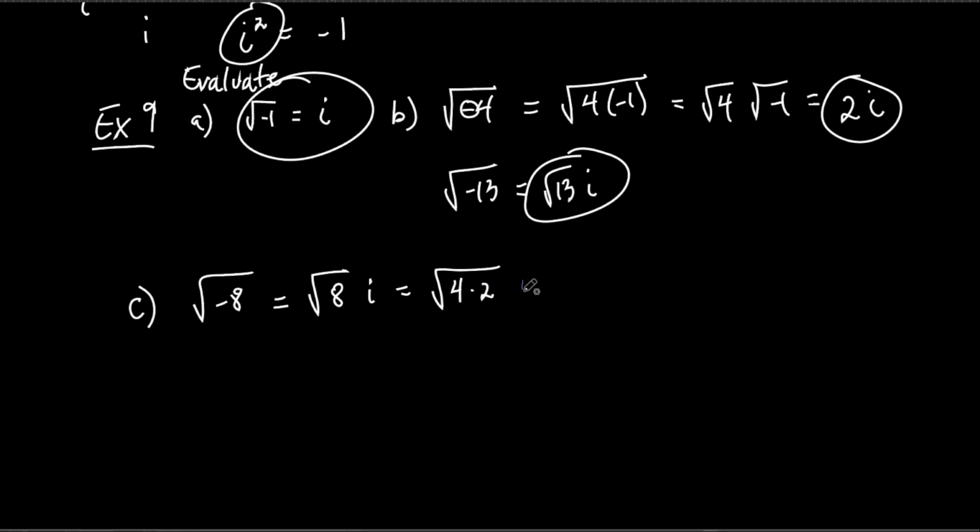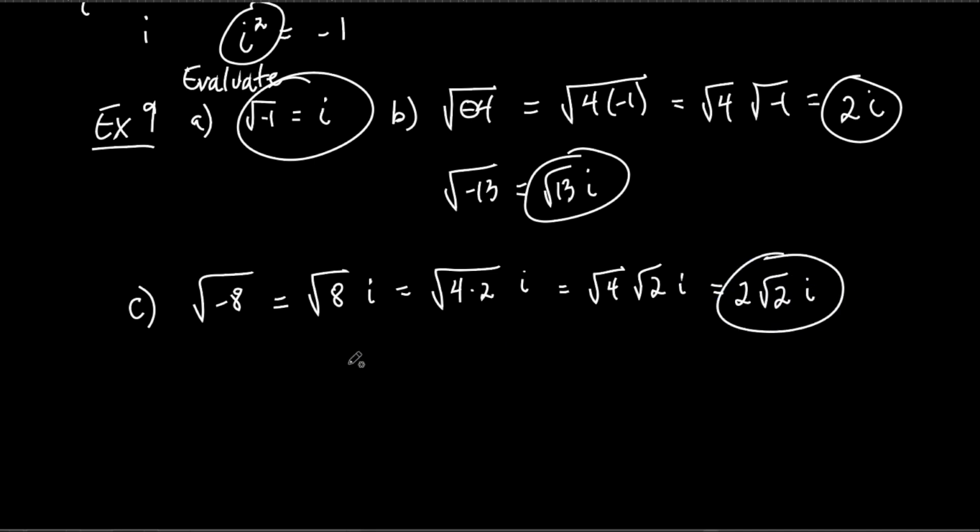4 times 2. Don't forget the i. That's it. And so I'm going to do one more step. Watch. It's the square root of 4 times the square root of 2. Again, don't forget the i. What's the square root of 4? It's just 2. And then you got 2 square root of 2 i. That right there is the same thing as the square root of -8. See what I did?